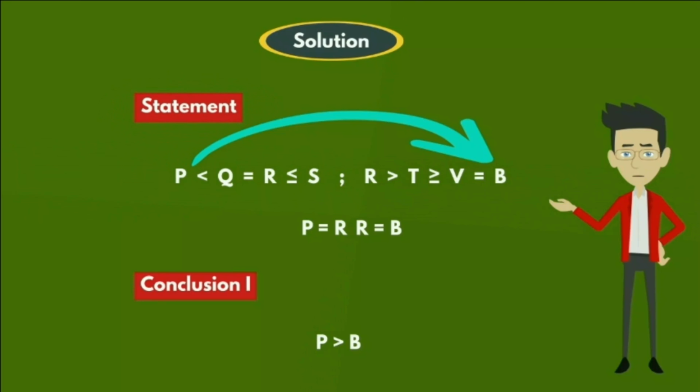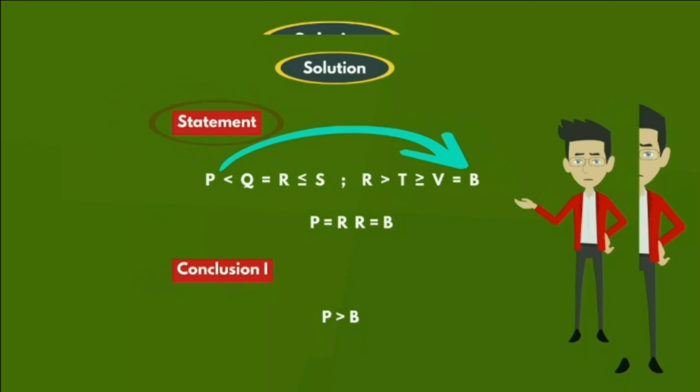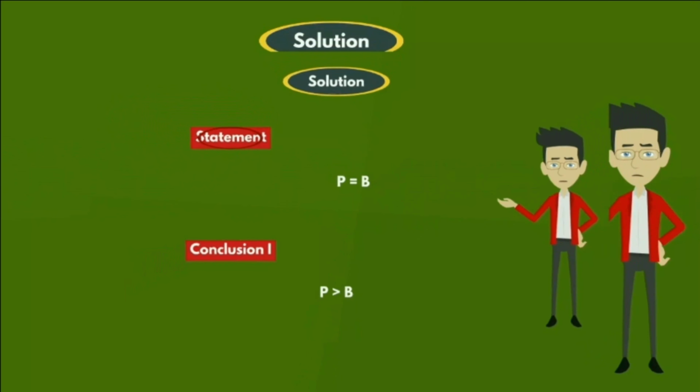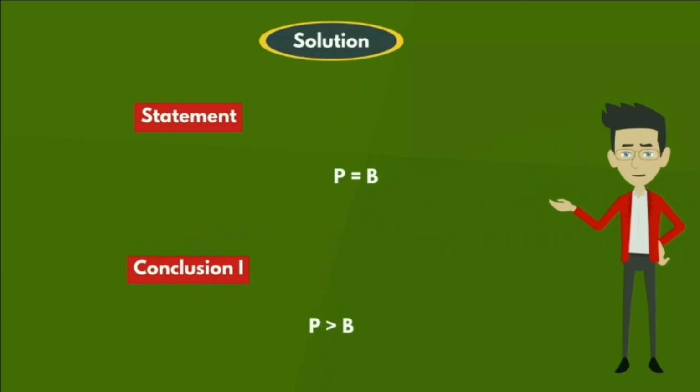Here in this statement, R is equal to B. So here P is equal to R is equal to B. But in the conclusion they are asking the relation P to B. So we can write this P equal to B. But here it is P greater than B. So conclusion 1 is false.